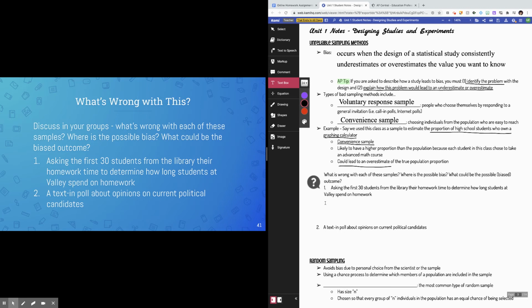Okay, so let's think about what's wrong with each of these samples. The first says, I'm asking the first 30 students in the library how much time they spend on their homework. The reason that this is a problem is that this is a convenience sample, right? It's very easy for me to just stand outside the library and ask the first 30 students who come in, if we were actually at school, how much time they spend on homework, okay?